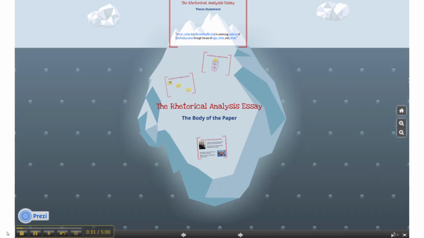So here you can see that the thesis is just kind of the most important part, but it's just one part of the entire paper. And here we can see the body of the paper, made up of three main components. So let's take a look at the first one of those.